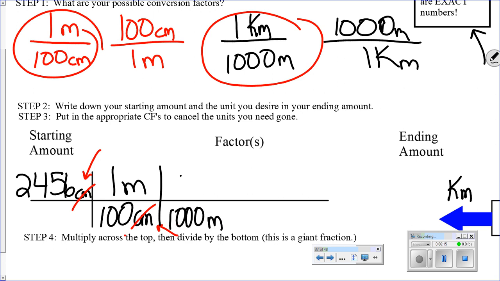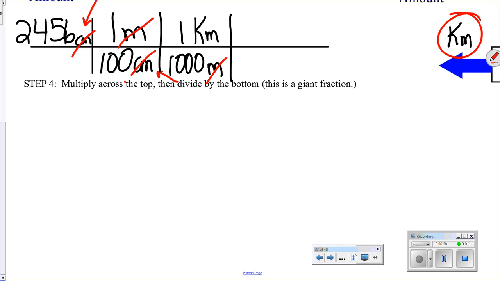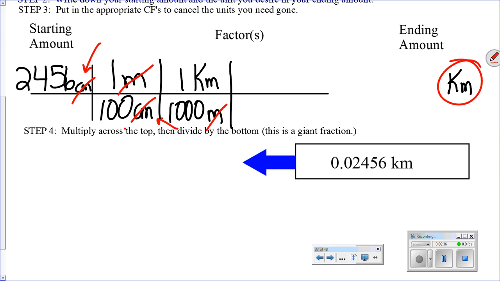1,000 meters and 1 kilometer. I can then at this point cancel out my meters, and hey, I'm left with kilometers. That's exactly what I wanted. So then you're going to do 2,456 times 1 times 1, so just 2,456, and you're going to divide it by the product of 100 times 1,000. And this gives us 0.0456 kilometers. We had 4 sig figs in our starting number. We were not limited at all, so I kept all 4 of those significant figures.